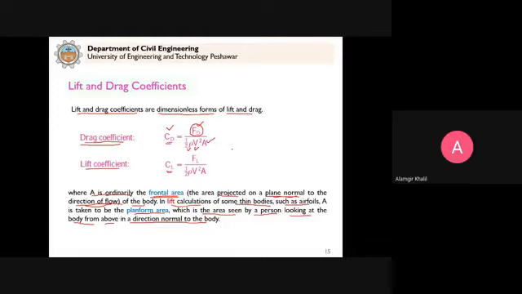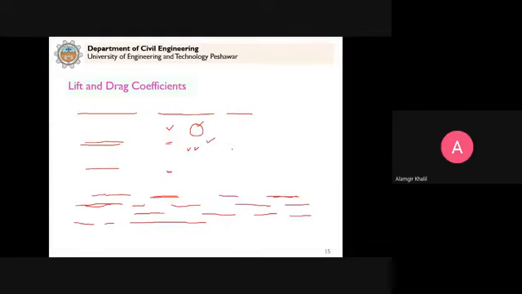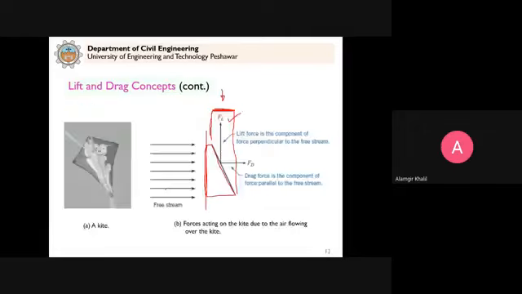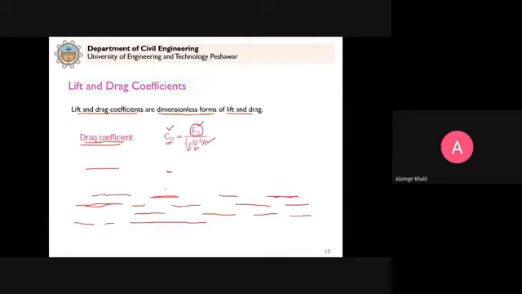This we already discussed. Clear? If you remember, I discussed it already here. The drag force can be measured directly by simply attaching the body subjected to fluid flow to a calibrated spring and measuring the displacement in the direction of flow. So this way we can calculate the drag force, and then in that case we can put here in order to experimentally determine the drag coefficient.